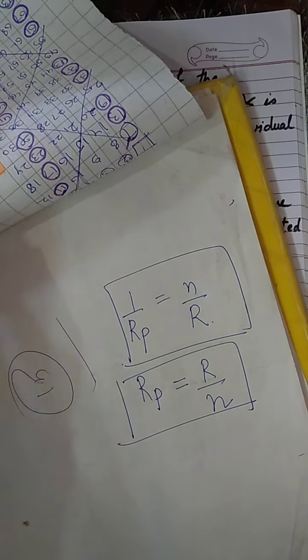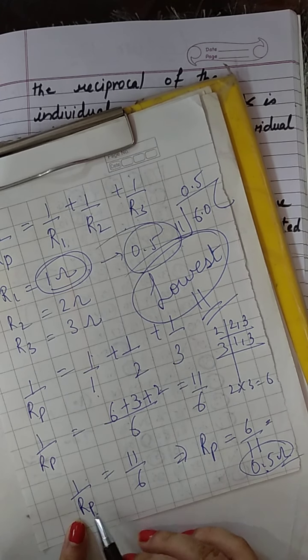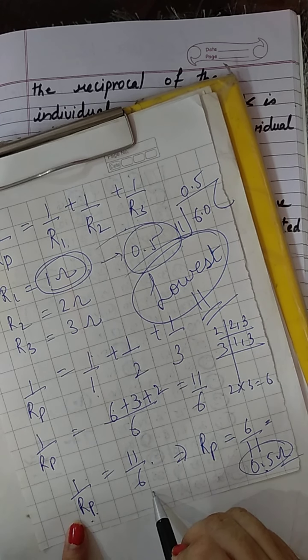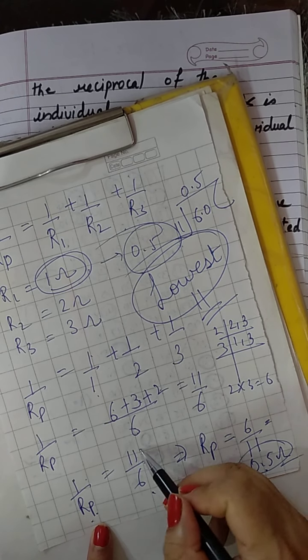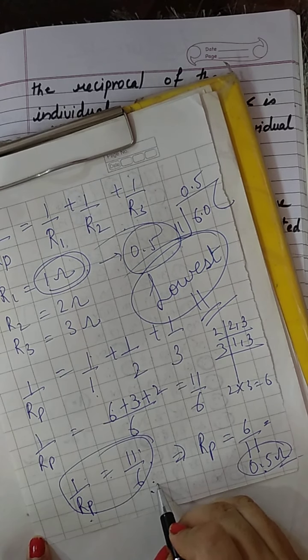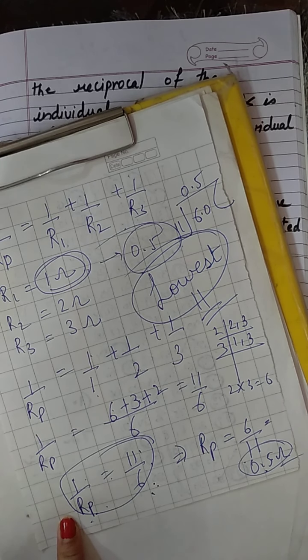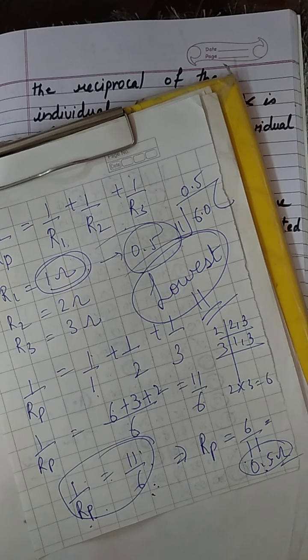Don't claim like this. Here I have written rp, right? 1 upon rp is 11 by 6. So you should not claim, ma'am, my answer for resistance in parallel is 11 upon 6. It will be wrong. You have to reciprocate it, and then you are going to give this answer. Don't forget this point. This is the main mistake which is being done by the students. So make sure you are not supposed to go with this mistake.